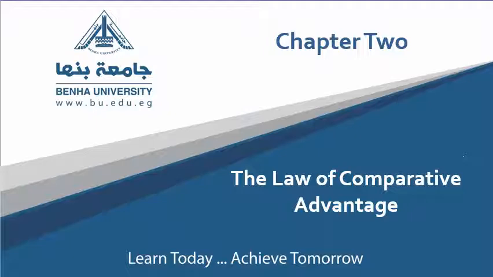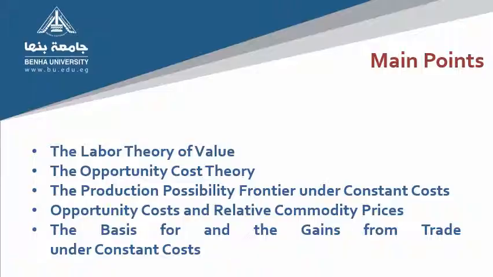In this lecture we will continue explaining Chapter 2, the Law of Comparative Advantage. The main points of this lecture are the labor theory of value, the opportunity cost theory, the production possibility frontier under constant costs, opportunity costs and relative commodity prices, the basis for and the gains from trade under constant costs.